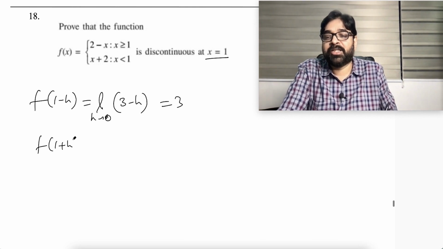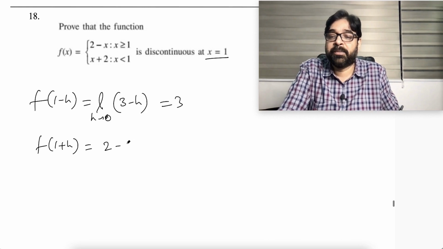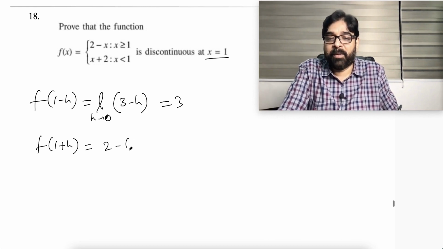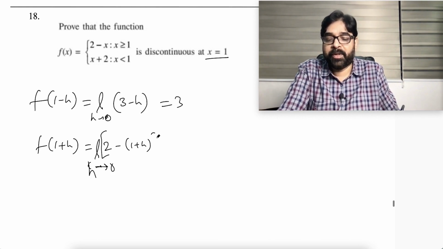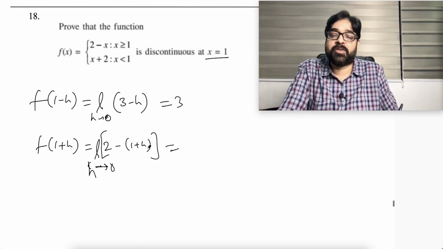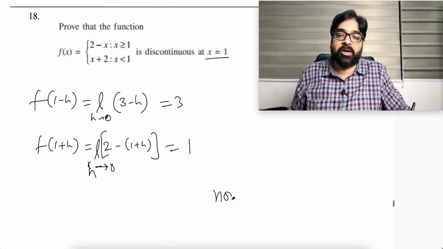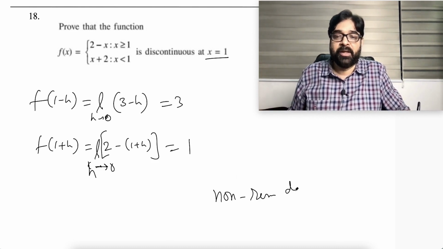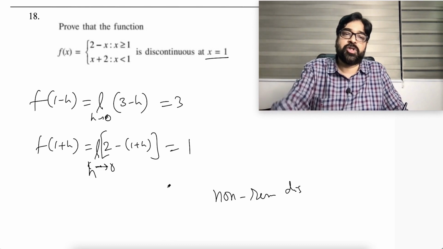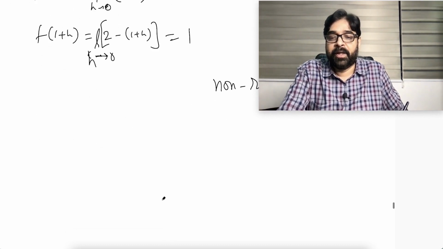F of 1 plus h will be defined from where? From here. So that will become 2 minus 1 plus h, limit h approaches to 0. Right? So that will be 2 minus 1 minus h, h goes to 0. So 2 minus 1 is 1. These two itself are not equal, so we will say non-removable discontinuity. I hope everybody got it. Very simple question. Am I right? Next.